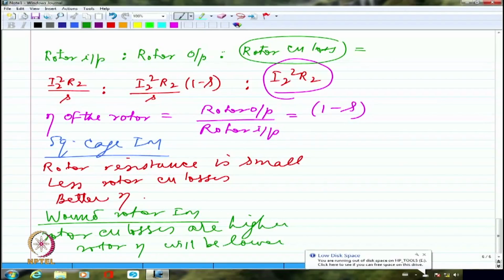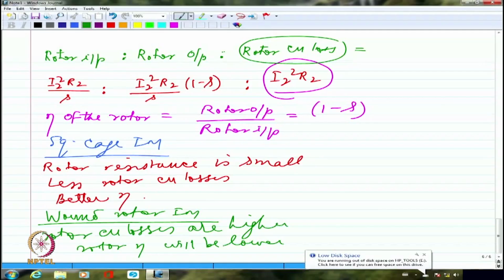Out of it, some chunk has been eaten away by stator copper loss. Some chunk has been eaten away by stator core loss. Rest of it goes towards the rotor. And I am equating that to I2 square R2 by S. I can write that as E2 I2 cos phi 2. That is also true. E2 I2 cos phi 2 is the power that is actually going into the rotor. The same thing will come out to be I2 square R2 by S if you actually calculate the whole thing.